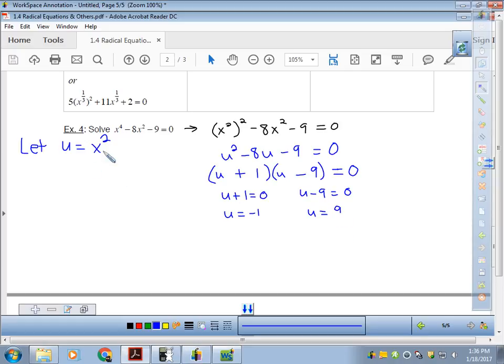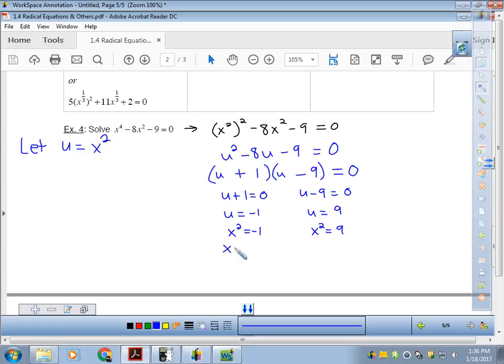I started out, u is actually x squared. So here where I see a u, I need to write x squared. And here where I see a u, I need to write x squared. So actually I have two equations to solve. x squared equals negative 1 and x squared equals 9. Now luckily these are both very easy to solve by taking the square root.